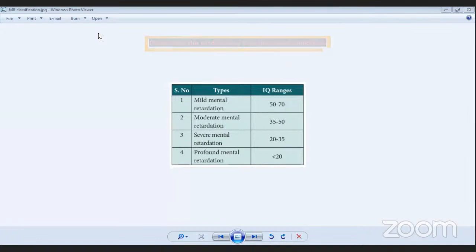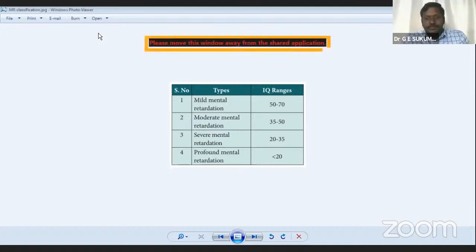Is it visible to you now? It's visible, sir. So it's starting from 70. Is it going upward or downward? Downward. Okay. And 90 to 110 is the normal.